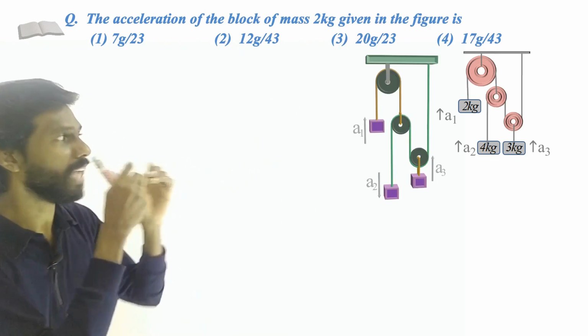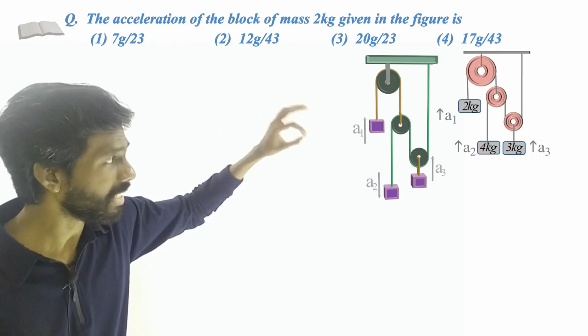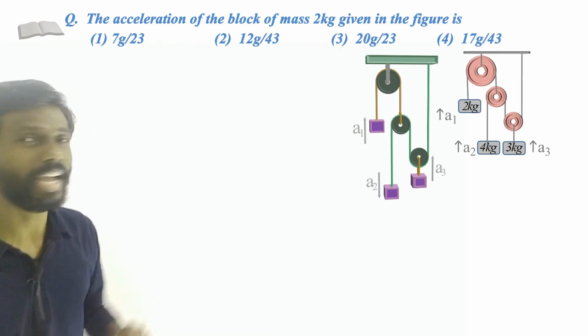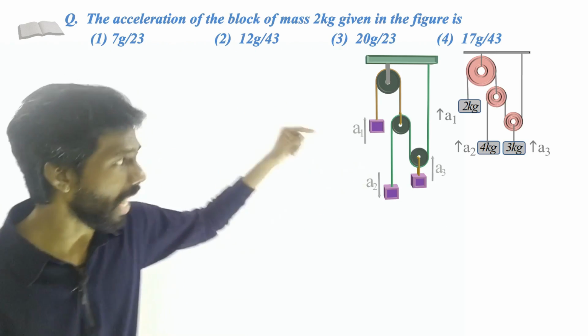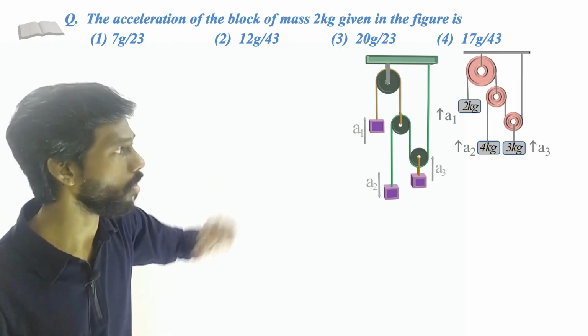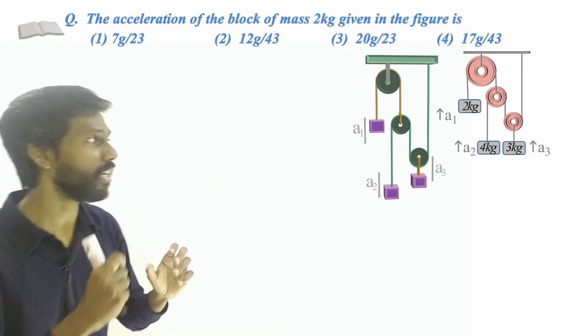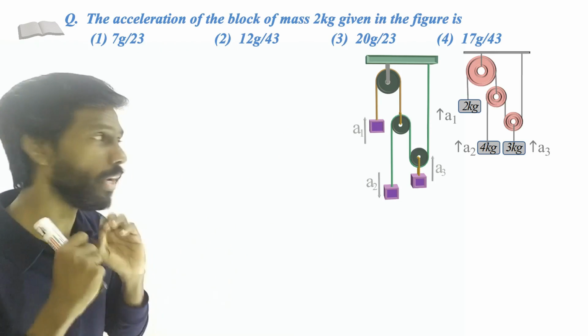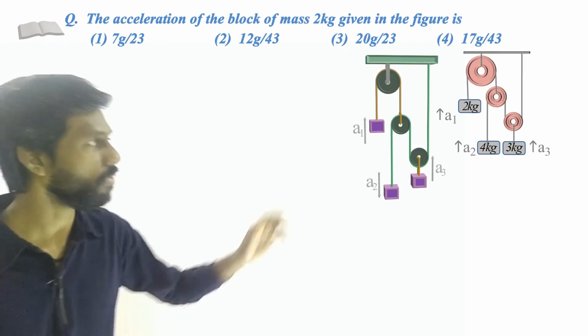So that means the acceleration of the pulley in the middle is the same as the acceleration of the block of mass 2 kg. Okay. What about the acceleration of the pulley on the right? That is also directly connected to the block of mass 3 kg. That means the acceleration of that pulley and the block below it have the same value. Okay, yes. What about the acceleration of the other block?